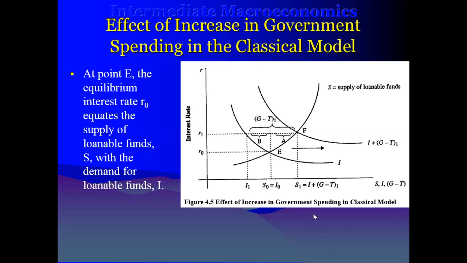Okay, so now we have moved from equilibrium E to F because of an increase in government spending. Is that okay? Now, what is the effect of this increase in government spending? The first thing we can see here is that there's an increase in interest rate from R0 to R1. Can we all see that? Yes. Okay, good. So that's the first effect.